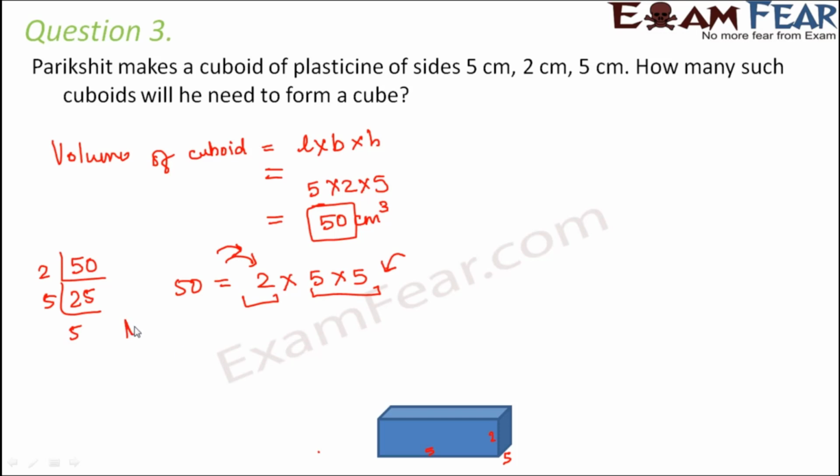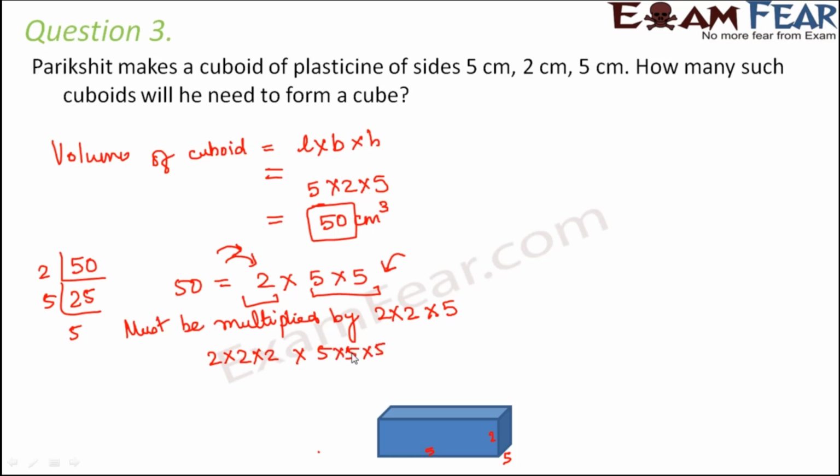So basically, this number must be multiplied by 2 2's, that is 2 into 2, and 1 5, that is 5. So 2 into 2 into 5. If you multiply the given number with this number, then this becomes a perfect cube. How? When you multiply this, it becomes 2 into 2 into 2 into 5 into 5 into 5, which is equal to 2 cube into 5 cube, that is equal to 2 into 5 cube, which is equal to 10 cube. So this 10 cube is a perfect cube.